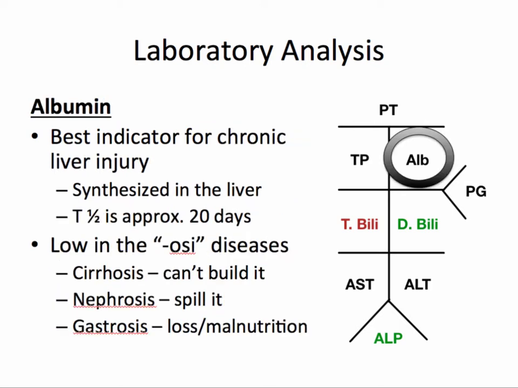The albumin is the best indicator for chronic liver injury. Albumin is synthesized in the liver, and the half-life is approximately 20 days. Albumin is low in what's referred to as the Ascites diseases. Cirrhosis is one where you can't build albumin. Nephrosis is another one where you spill excessive albumin. And finally, gastrosis is where you lose albumin or there's excessive malnutrition.